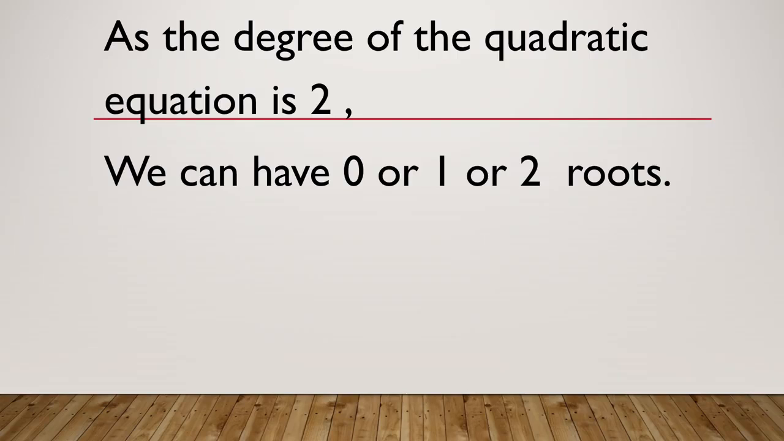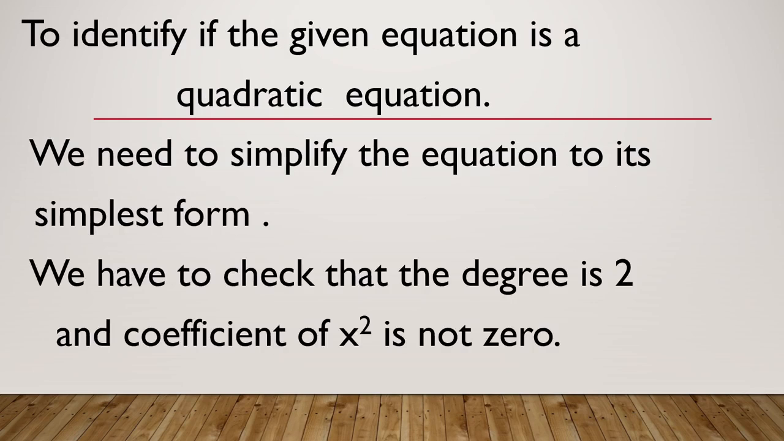As the degree of the quadratic equation is 2, we can have 0 or 1 or 2 roots. At most, there are only 2 roots for the quadratic equation. To identify if the given equation is a quadratic equation, we need to simplify the equation to its simplest form. We have to check that the degree is 2 and the coefficient of x square is not 0.